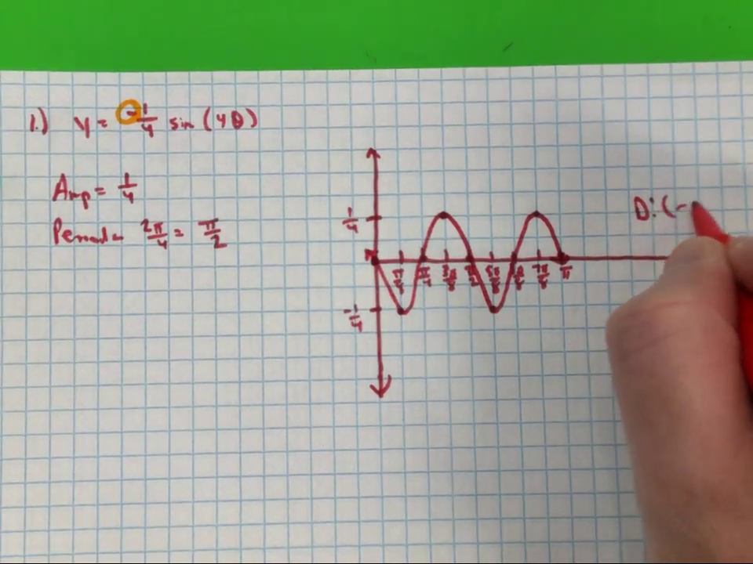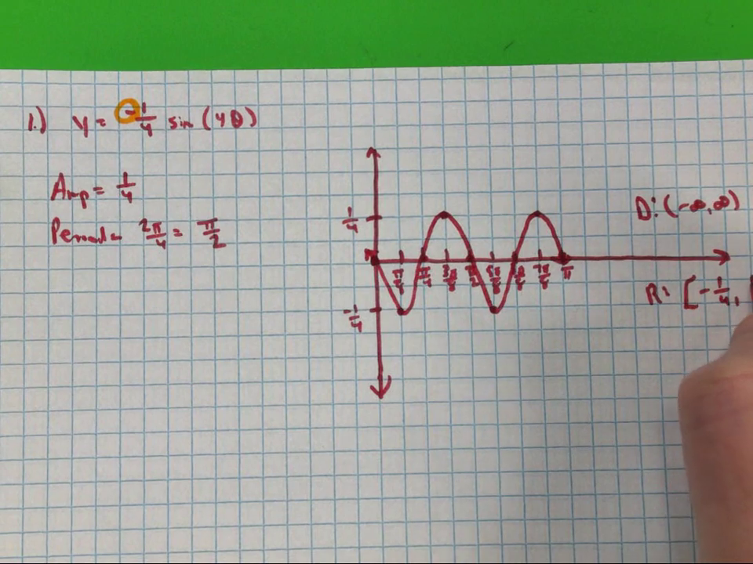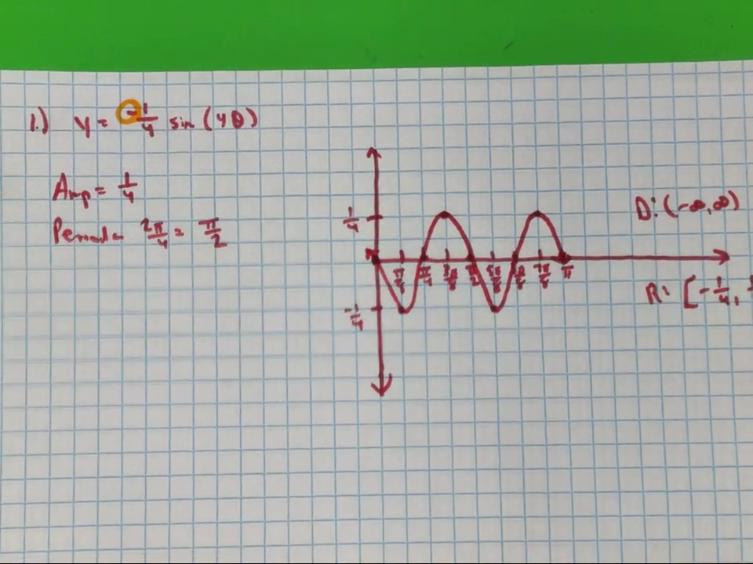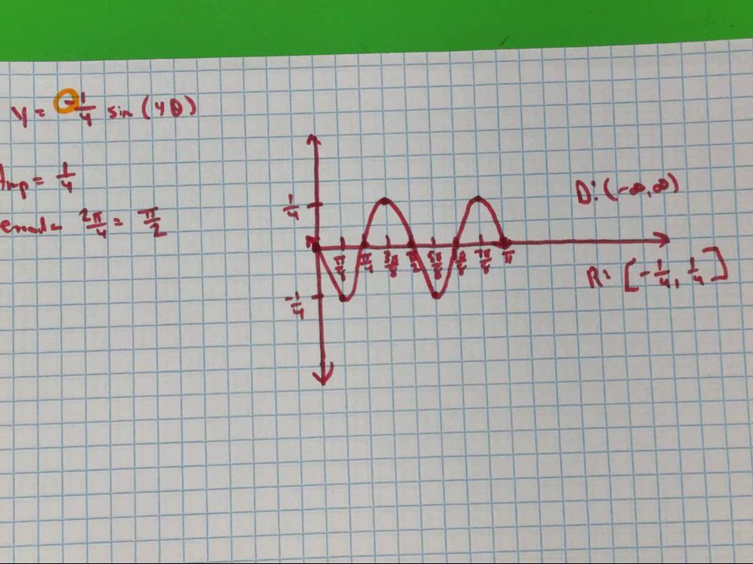My domain would be all real numbers. My range would be negative 1/4 to 1/4 bracket. If you do not put bracket around that, I'm going to mark that wrong tomorrow, okay? It's bracket. Are there any questions on that first example?